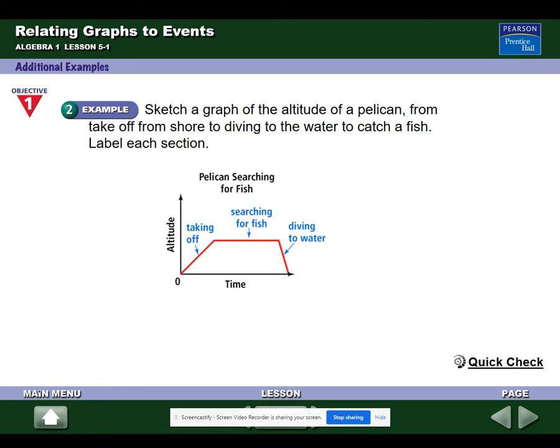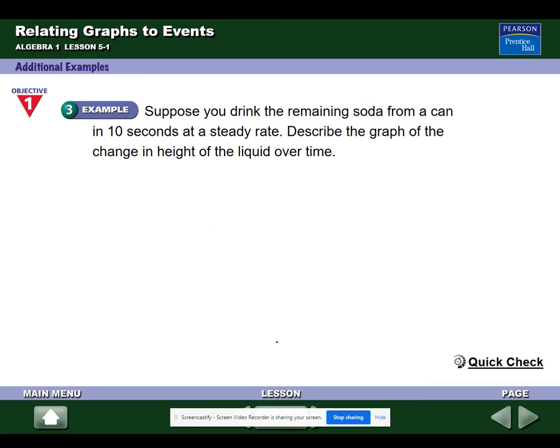Of course, this is section 5.1, the introductory lesson to chapter 5. So this is kind of basic stuff, but foundational nonetheless. So make sure you understand each section here. One more. Suppose you drink the remaining soda from a can in 10 seconds at a steady rate. Describe the graph of the change in height of liquid over time.